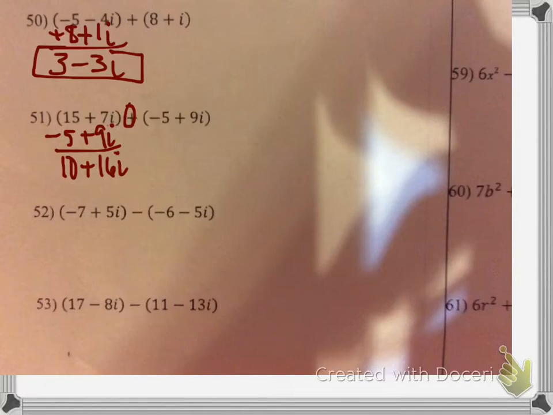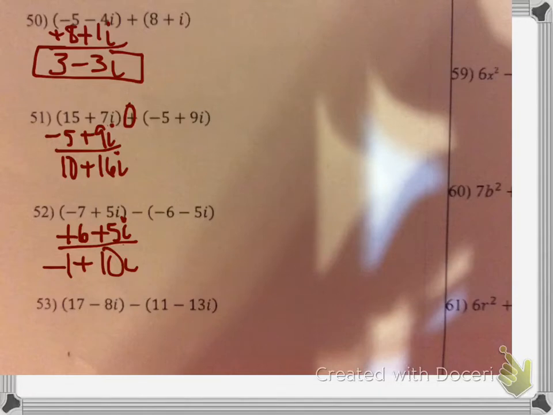When you have the minuses, they're going to change signs, so the minus 6 will become plus 6, and the minus 5i will become plus 5i. Negative 7 plus 6 would be negative 1, and then 5i plus 5i would be 10i. Okay, so there you go with that. And again, these should be very simple.